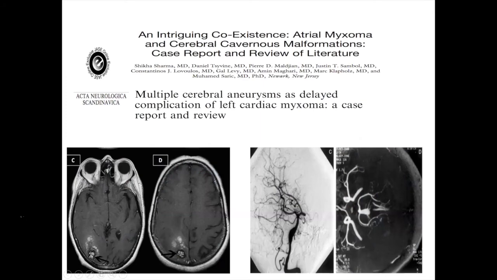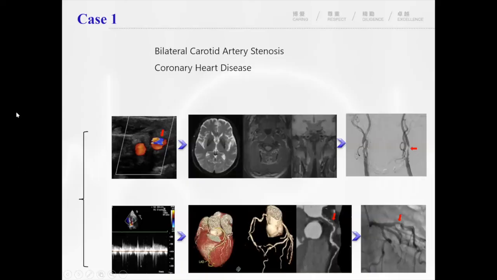You know, sometimes the brain problem is caused from the heart. Some special aneurysms are caused not by high blood pressure, but by a myxoma, like this. So we should know that sometimes we need to find the real problem, not only in the brain, maybe from the heart. And also there's some coexistence of brain cerebrovascular disease and heart disease.